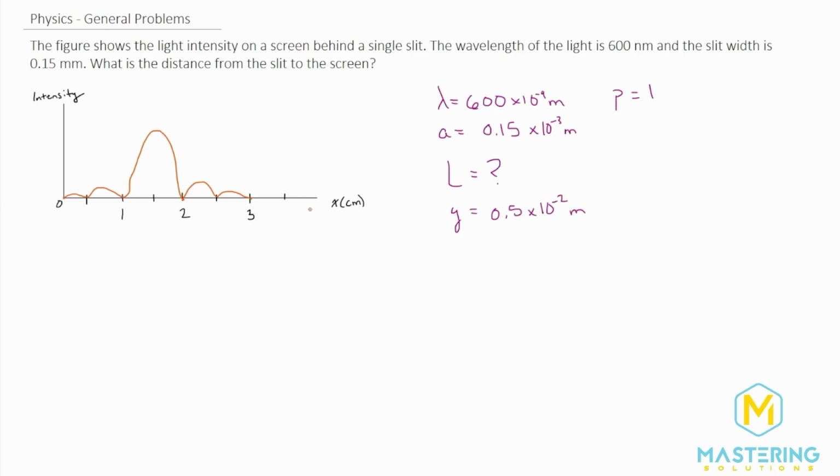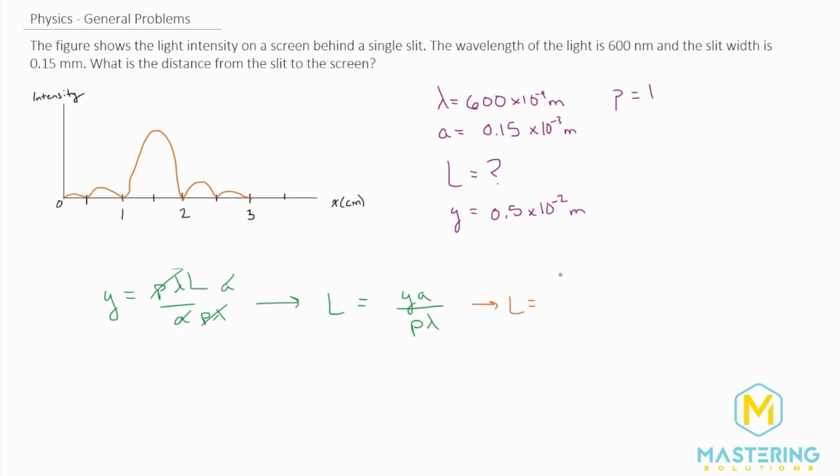Now we have all the variables that we need, because the equation that we're using, of course, is Y is equal to P lambda L over A, but we need to isolate it for L. So let's times both sides by A, and then we'll divide both sides by P lambda. So now that will give us L is equal to Y times A over P lambda. We have our equation isolated for what we're trying to solve for, so let's plug it in.